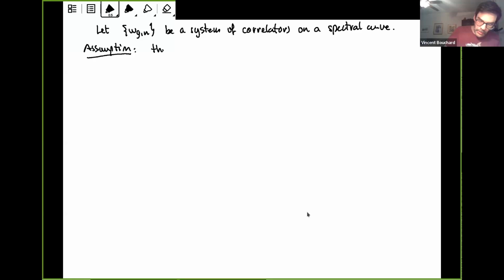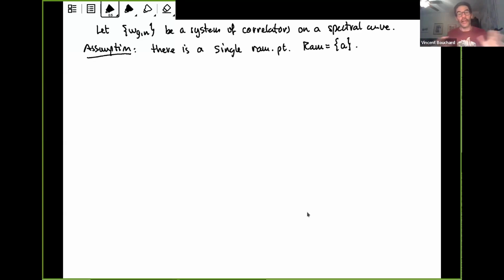I'm going to do a further assumption here. So first, I still assume that it's only a simple ramification, R equals 2. But I'm going to do a further assumption, that there is a single ramification point. So in other words, the ramification set here is only one point, wherever it is. This is not needed whatsoever. Everything goes through with many ramification points, but we have to deal with multi-indices. So it's just a pain to write down. So for clarity, I won't do it here.